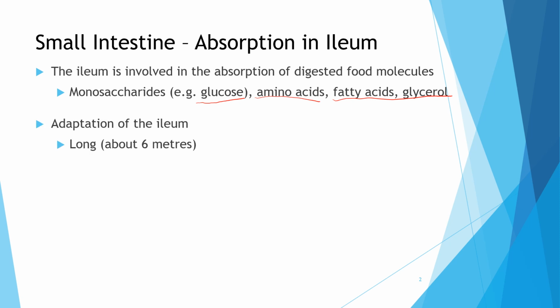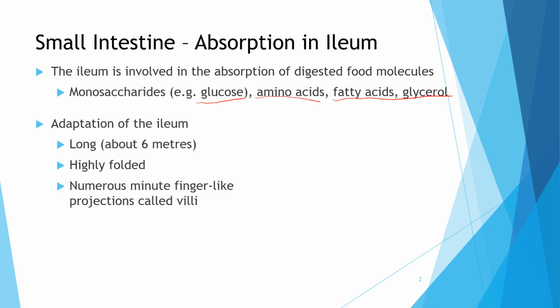The ileum is specially adapted for this form of absorption. Okay, so number one, it is pretty long. Number two, the inner walls of the ileum are highly folded. Number three, on the folds you will see more folds, and these are known as villi. They are minute finger-like projections on the folds. And finally, if you take a look at the lining of the villi, which is known as the epithelium, you will see that the cells on this lining also have protrusions from the cell membrane, and these are known as microvilli.